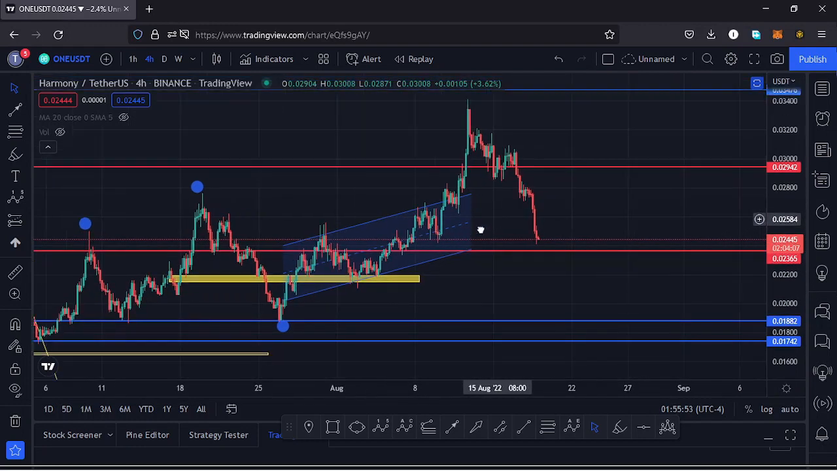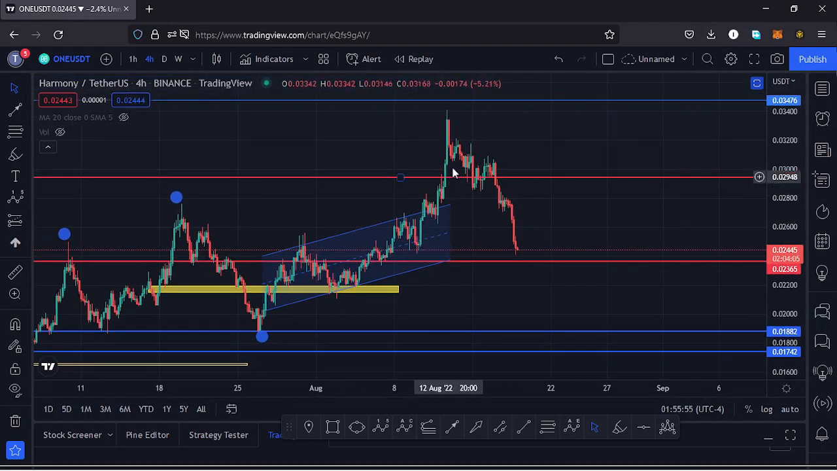We managed to break out of that channel to the upside, continued pushing higher, managed to break above a key area of resistance, and as we tried to have a retest here on the 4-hour chart also, you can see we lost that key area of support and we have continued pushing to the lower side.